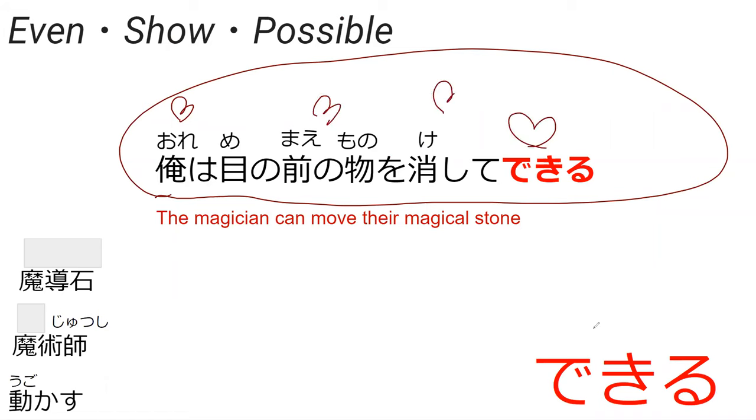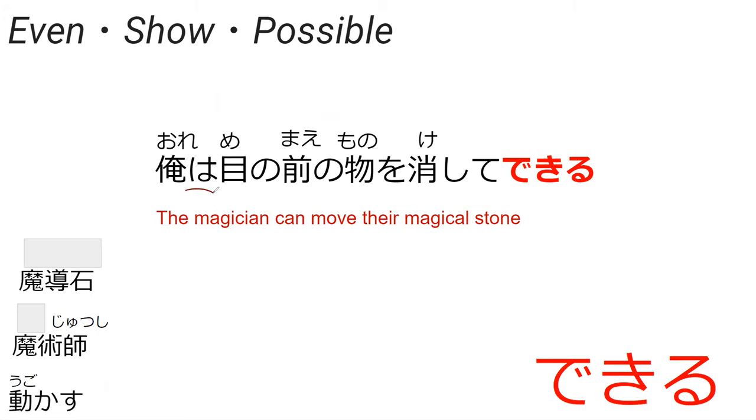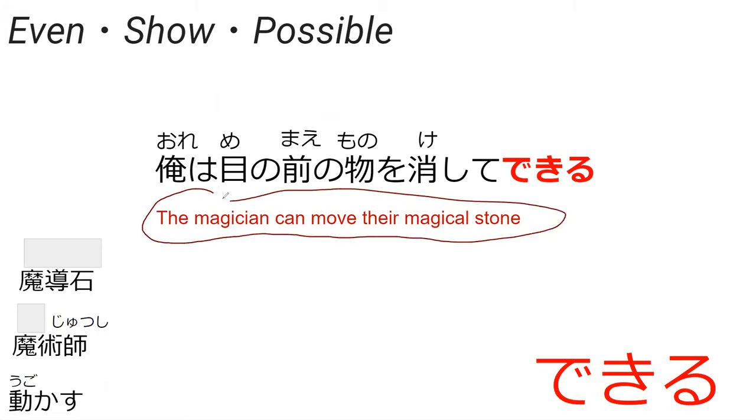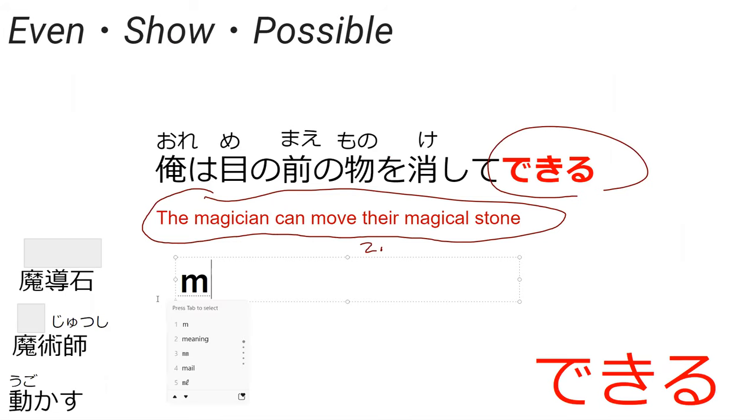Perfect. Exactly. So how would you say the magicians can move their magical stone? You know, two ways to do it. My goal is for you to use the dekiru way, though you can always show off and use the conjugated way. Hey, so first way is maho. No, not maho. You want majutsushi. Oh. Majutsushi.